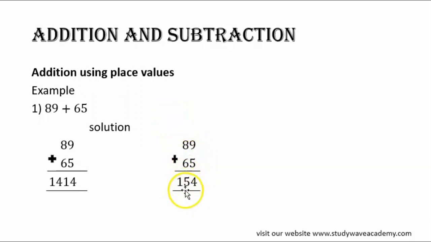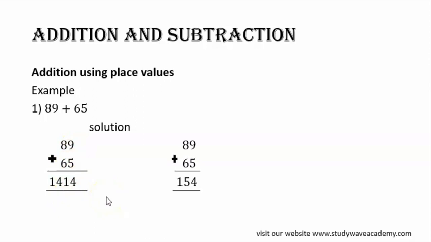Writing 164 is bad. You don't write it this way. This is the correct form in carrying over. This is the better way to do addition so that you get your correct answer. This form you won't get your correct answer if you write your 9 plus 5 as 14 like this, okay?